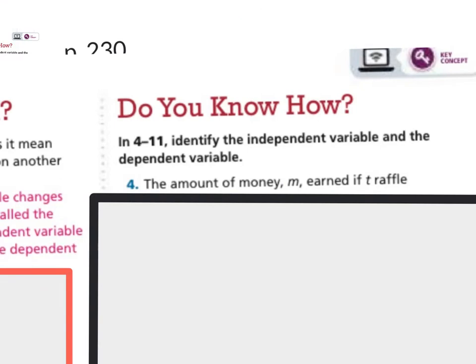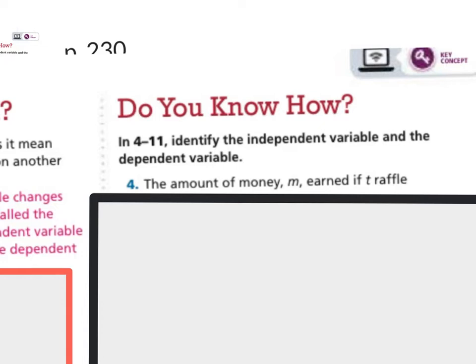So if we look at some problems on the worksheet, they want us to identify the independent variable and the dependent variable. And when we write these out, if you want to abbreviate, like DEP for dependent and IND for independent, just to make it where it's a little bit less writing.